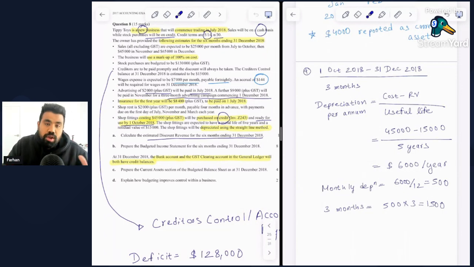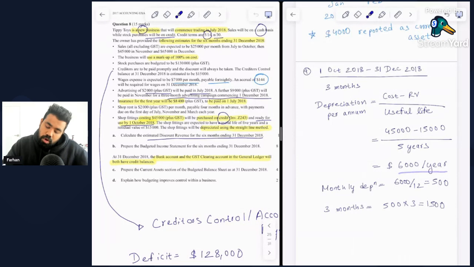Given that we're using the straight line depreciation, let's find the depreciation on an annual basis. If I want to find the depreciation on an annual basis, I use the formula cost minus residual value, which is the depreciable amount, divided by the useful life. So the cost is $45,000 minus $15,000 in the residual value, divided by the useful life of 5 years, and that's $6,000 per year as the depreciation we have for the shop fittings.